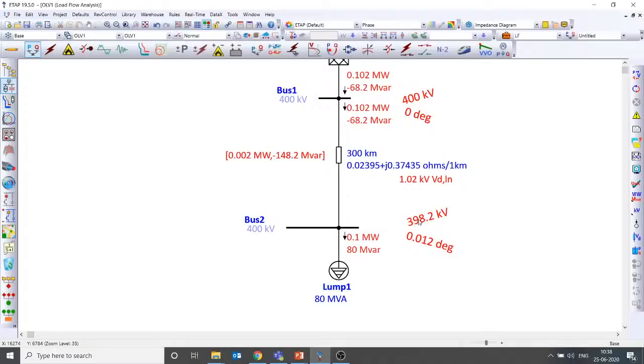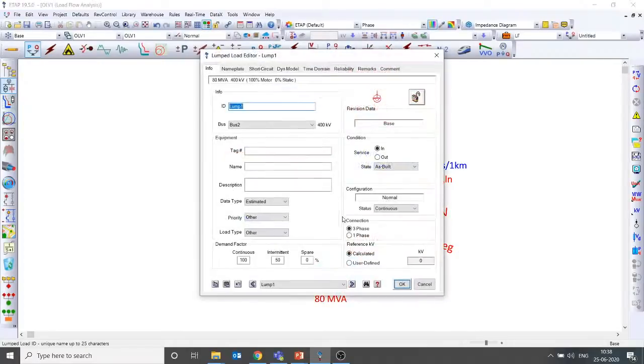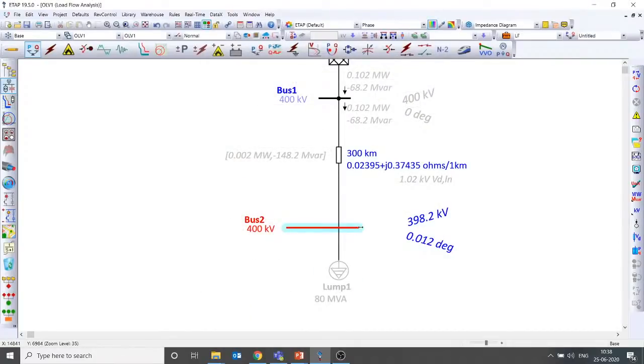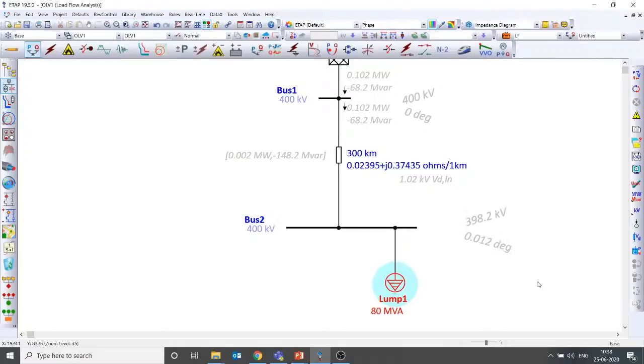What's the reason behind angle changes? That question can be easily answered by a formula like P equals E V by X into sine delta, which you might be aware of. Whenever there is a real power flow, let me switch off and take another example. I'm not sure this video is available on our YouTube channel, but we generally teach it when somebody comes to our organization. So real power always flows from higher angle to lower angle.